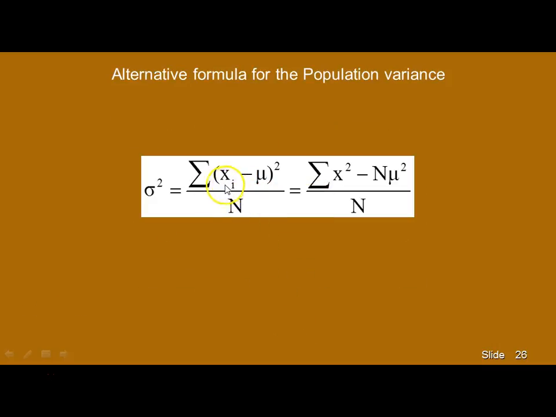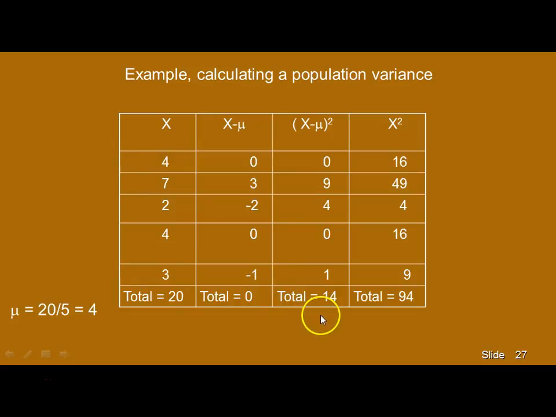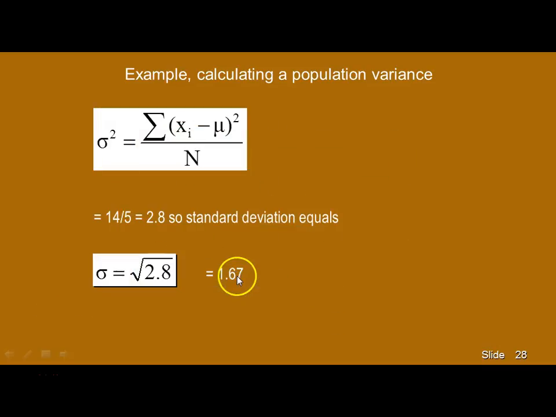Lastly, once we have the sum of squared deviations in the numerator, we just divide by n to get the variance. So using the first formula, we will have a variance here of 14 divided by 5. 14 over 5 is 2.8, so that's our variance. Take the square root of that to get the standard deviation, and it turns out to be 1.67.